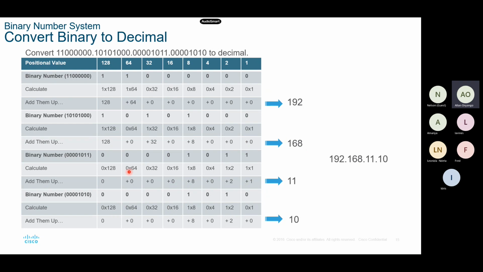Let's look at this one: 00001011. We can skip the zeros, because where there's a zero, they will all be zeros. We only look where there's a one. So 1 times 8 is 8, 1 times 2 is 2, and 1 times 1 is 1. 8 plus 2 is 10, plus 1 is 11. Finally, we have 00001010. Again, there's a 1 under 8 and a 1 under 2, and that is 8 plus 2, and we get our 10. That should be clear. Normally, conversion from binary to decimal is very easy.